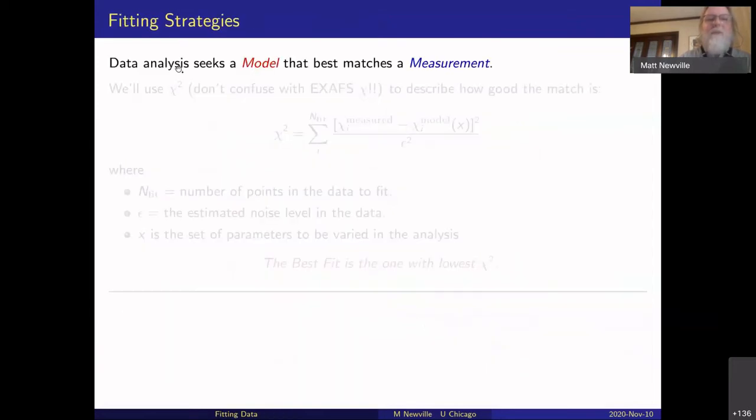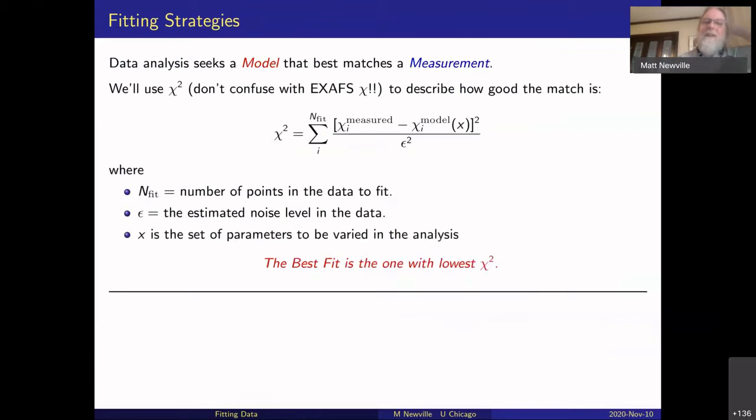So let's talk about what analysis means or what fitting means. We need a model and we need a measurement, and we want the measurement to meet the model as well as it can. So here, this is just like a normal statistic chi-square. That's different than the XAS chi. It's chi-square, and that describes how good the match is between a measurement and a model for that measurement. So here we have a set of data or a number of points to fit, a measurement, a model, some parameters that we fit, and an estimate of the noise level. And the best fit is the one with the lowest chi-square.